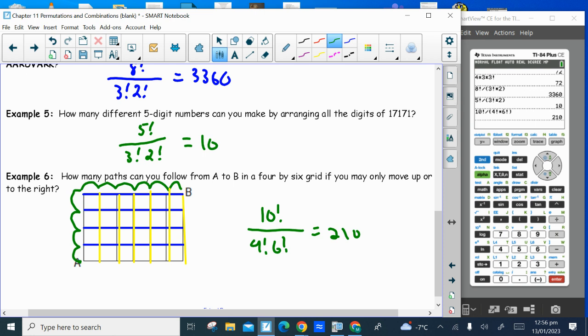And we're going to see as we finish off this chapter, there are 2 other ways that we could handle these types of questions. But that's one of them. Okay?